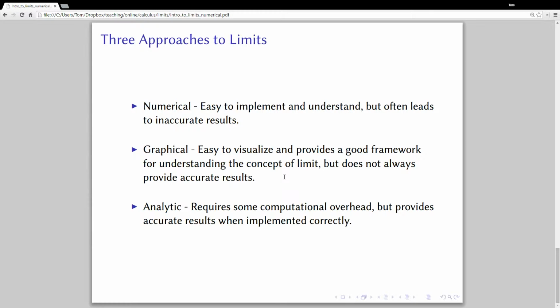And so after that, we'll start building up this analytic approach. The analytic approach will take some time to go over the rules of how all that works. But when you do that method correctly, you will get accurate results. So that's definitely the level that you want to be at when it comes to computing limits, and that's where we're going to be heading. So next up, we will take a look at a number of examples from the numerical point of view, and then later on the graphical point of view, before we start building up our toolbox to work with limits analytically.